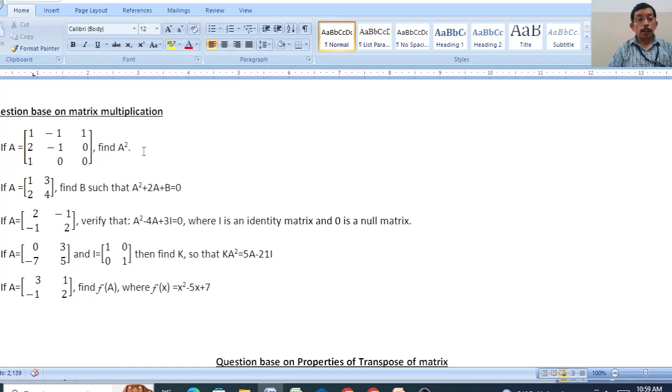These are some questions solved by the matrix multiplication method. In the first question, A is given and we find A square. Matrix multiplication was also discussed in the previous lecture by the property method. Now we solve it here.